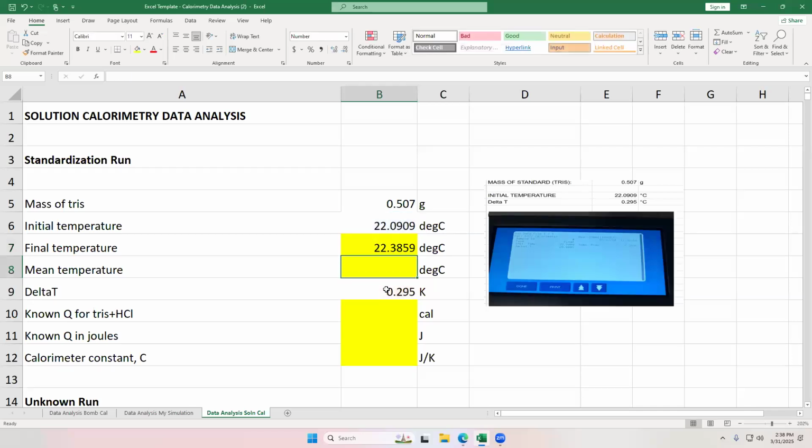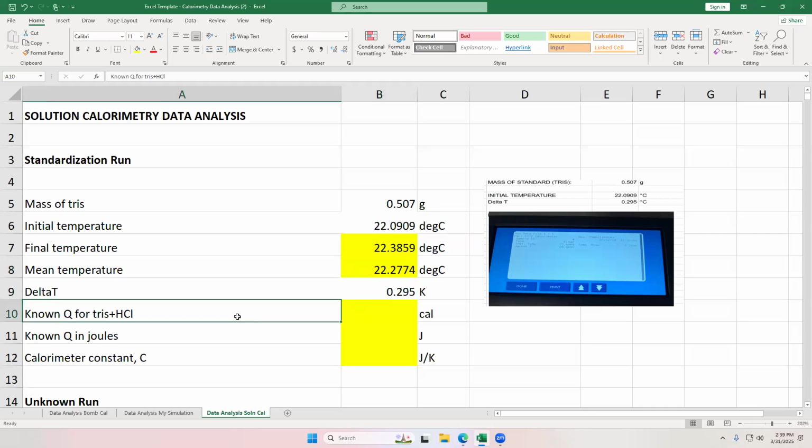What's our mean temperature? Again, how do you calculate mean temperature? It equals the initial plus 0.63, which is 1 minus exp to the negative 1, 63% of the delta T, right? And delta T is 0.295. So your mean temperature, or you have 63% rise during the reaction, is 22.27. Should be between the initial and the final.